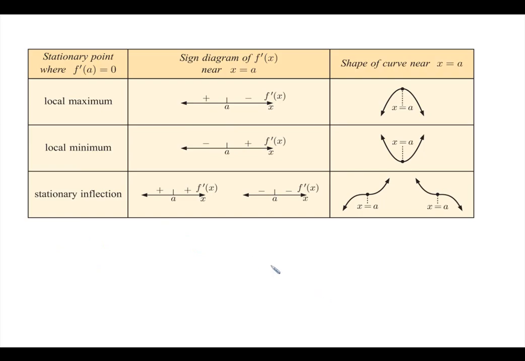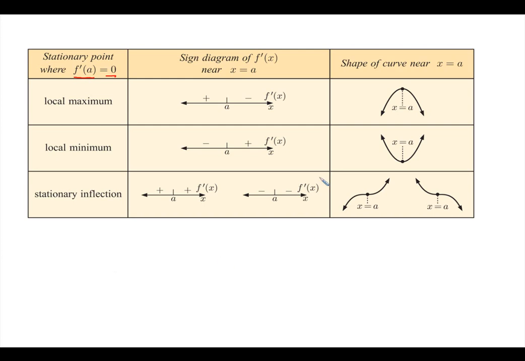All right, to summarize, first of all, some terminology we need to know. A stationary point is any point where the derivative is equal to 0. Any point where the derivative is equal to 0, we call a stationary point. A stationary point can be a local maximum, a local minimum, or what we call a stationary inflection.